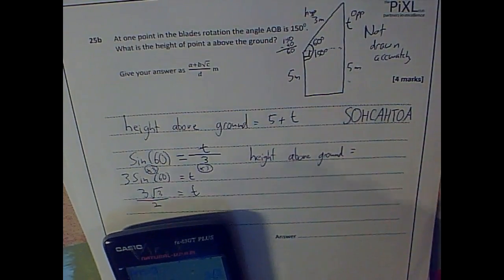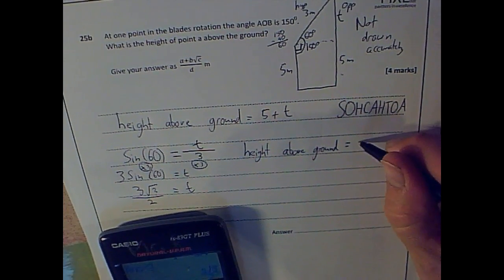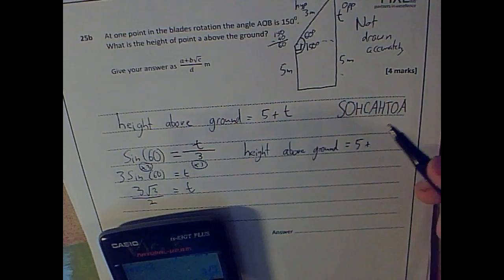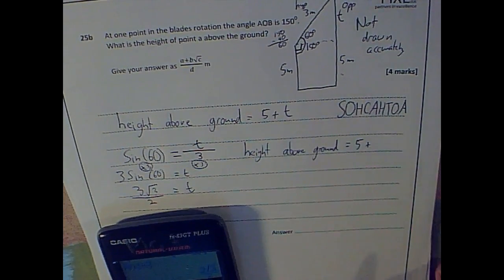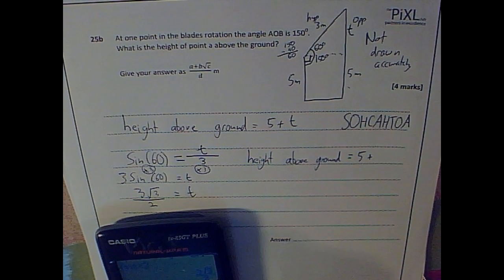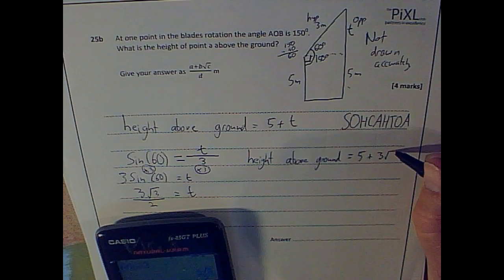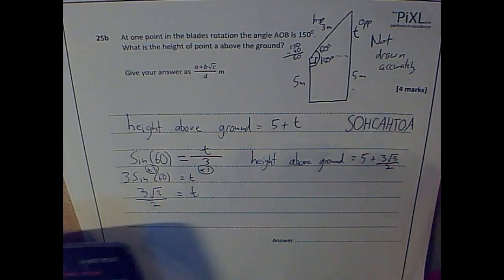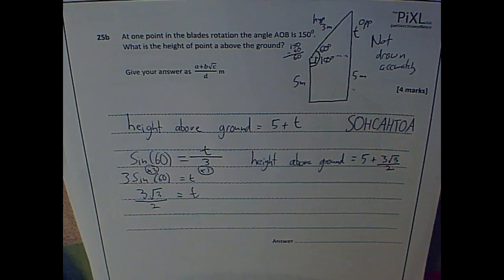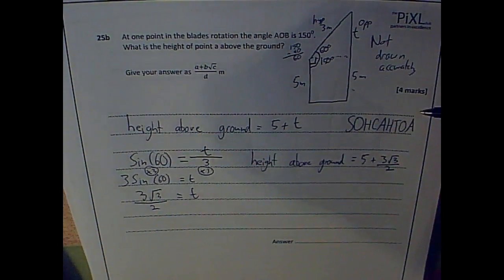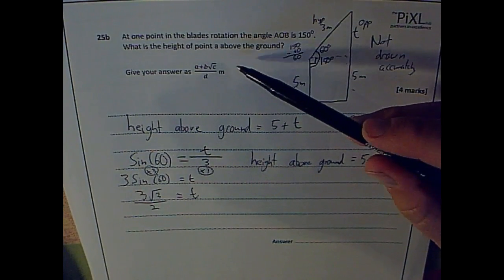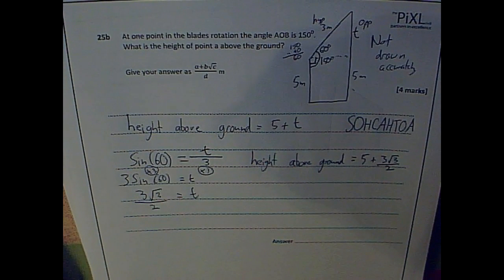So my height above the ground equals 5 plus T, and my T was 3 root 3 over 2. Right, so I can put that in there and I'll get myself 3 marks. The reason why I won't get myself 4 marks for putting that in there is it's not yet in that form. And I just need a little bit of algebraic manipulation to be able to put it into that form.